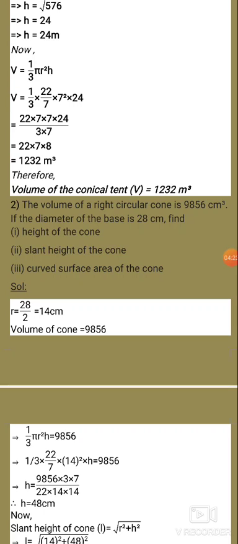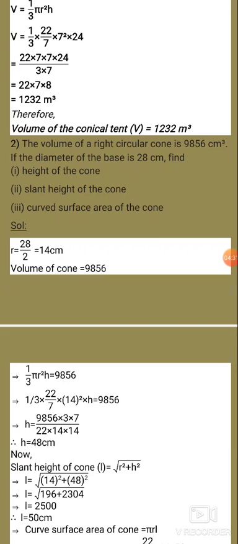Now the slant height we need to find out. That is the next question about curved surface area. So slant height L is equal to root of r square plus h square. So substitute. That is L is equal to root of 14 square plus 48 square. So 14 square 196. 48 square what? 2304. Now sum is what? 2500. So L is equal to what? Square root of 2500, which is equal to 50.